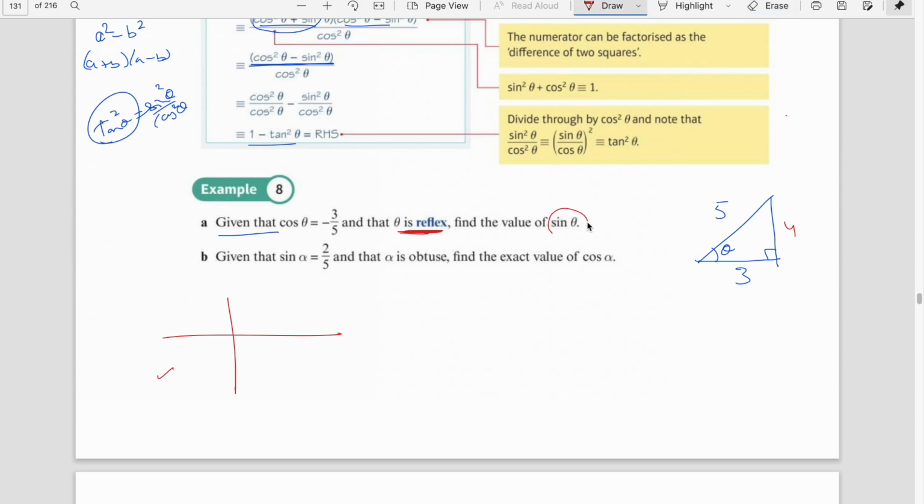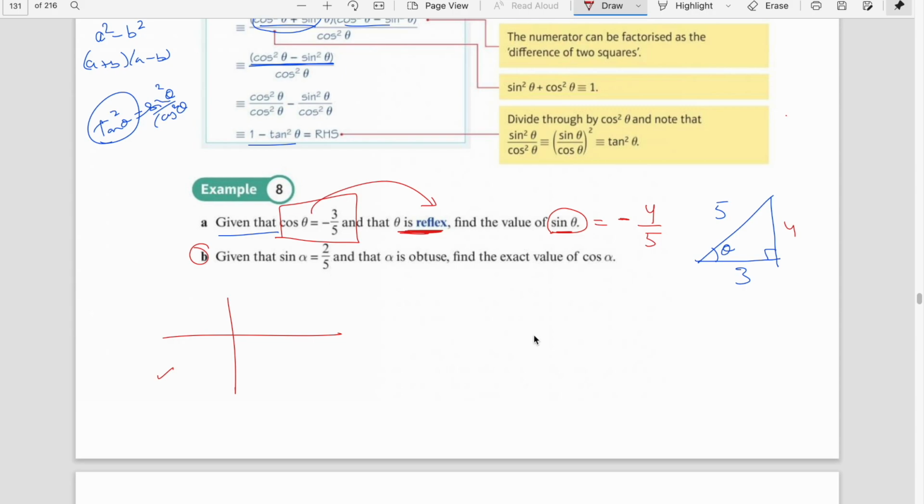Now he's asking about sin theta. So sin theta, from the triangle I can see that sin theta is 4 by 5, and from this quadrant diagram I can see it is in the third quadrant, so it should be negative. So when cos theta is equal to negative 3 by 5 and theta is a reflex, sin theta is minus 4 by 5. Doing the same for question B part.